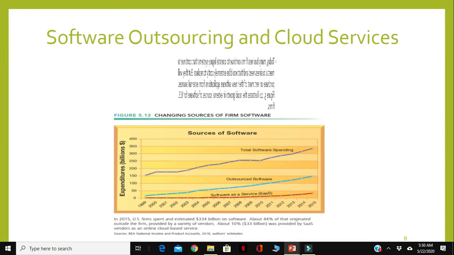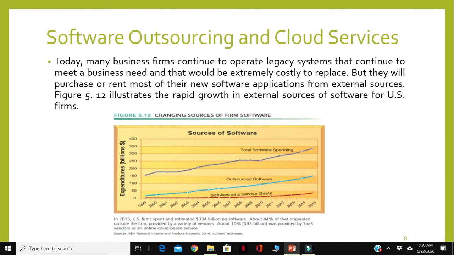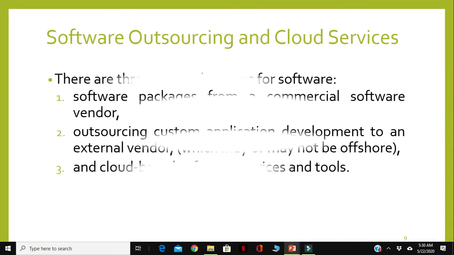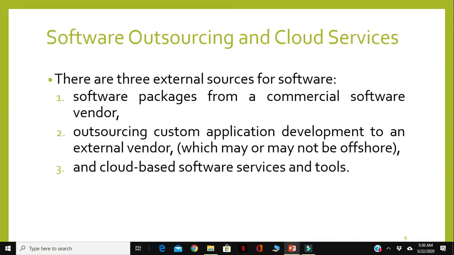And the second trend is outsourcing and cloud services. So we can see here that many business firms continue to operate legacy systems that continue to meet a business need and would be extremely costly to replace, but they will purchase or rent most of their new software applications from external sources. So that is the idea. There are three external sources of software. Number one, software packages from commercial software vendors. Number two, outsourcing custom application development to an external vendor. And number three, cloud-based software services and tools.